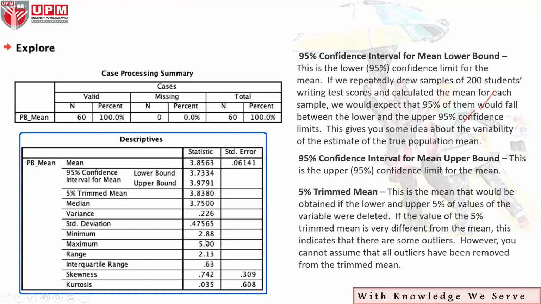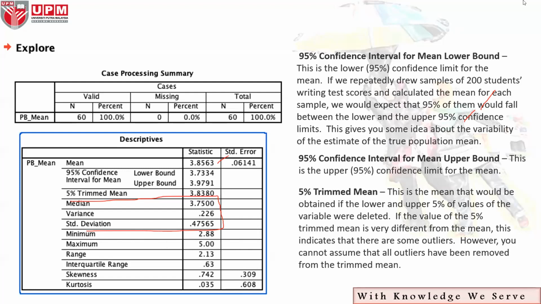So this is the finding from the output of the explore function. It's quite similar. It reports the valid case, no missing value, no missing case, and then this is the total cumulative. In terms of descriptive, it will report the mean, 95% confidence interval for mean, lower bound and upper bound, 5% trimmed mean, median, variance, and standard deviation. The values are similar in the descriptive and frequency functions. The values should be similar. Minimum, maximum, interquartile range, and skewness and kurtosis are similar too.